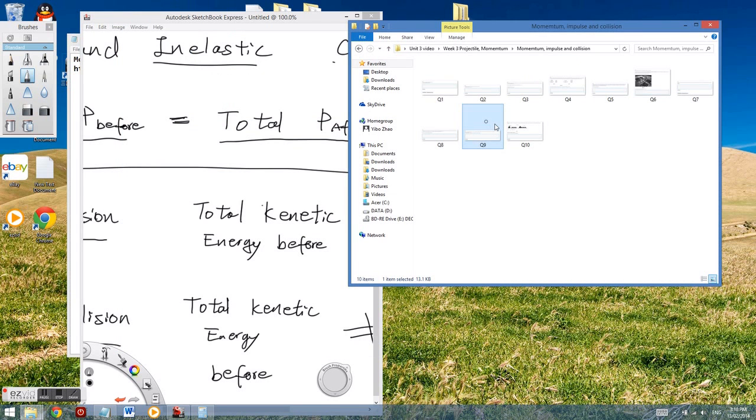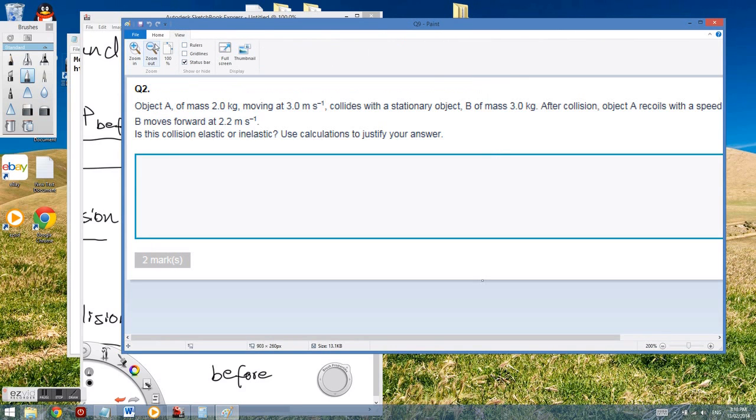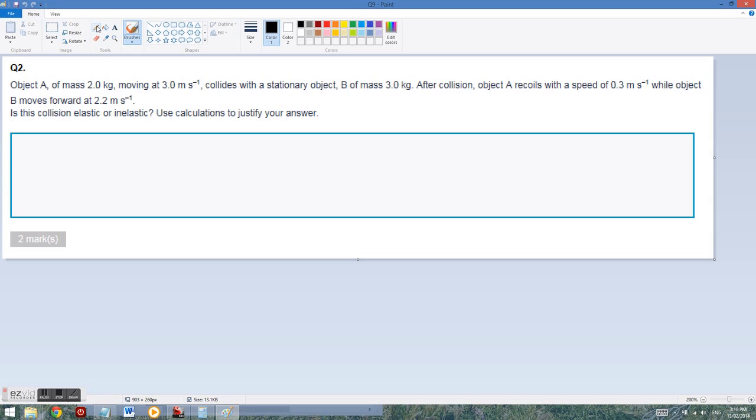Now, an object of mass m1, moving like this, v1 before, collides with a stationary object, so v2 before will be 0, with this mass. After the collision, object A recoils with this speed, that's v1 after, while object B moves with this v2 after. Is the collision elastic or inelastic?